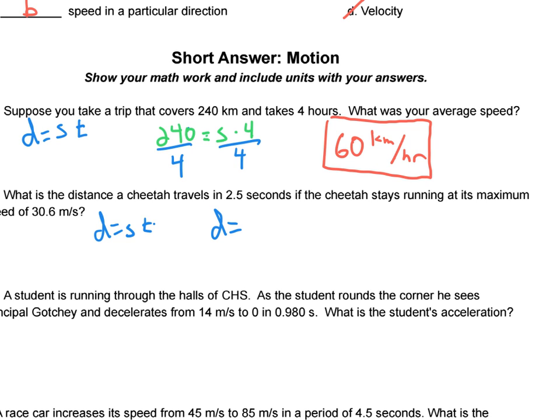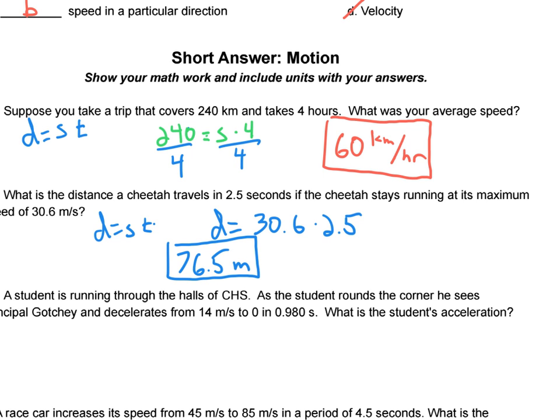So distance equals 30.6 for our speed, and then the time times 2.5. Seconds will cancel out, and we'll be left with the unit of meters. Let me plug this in. We get 30.6 times 2.5, 76.5 meters. So almost a full football field in 2.5 seconds. That's way faster than a human can go.